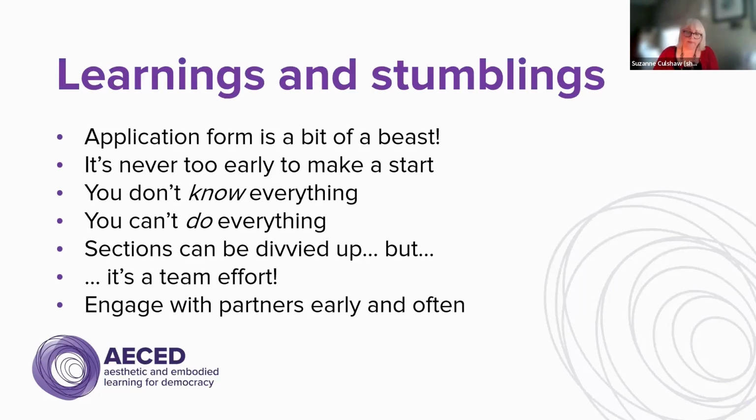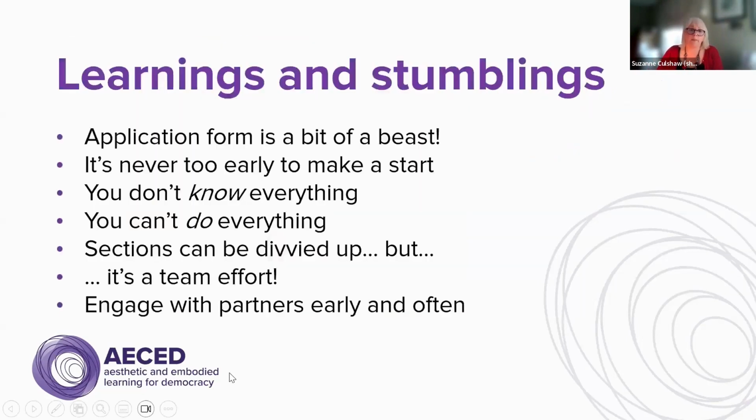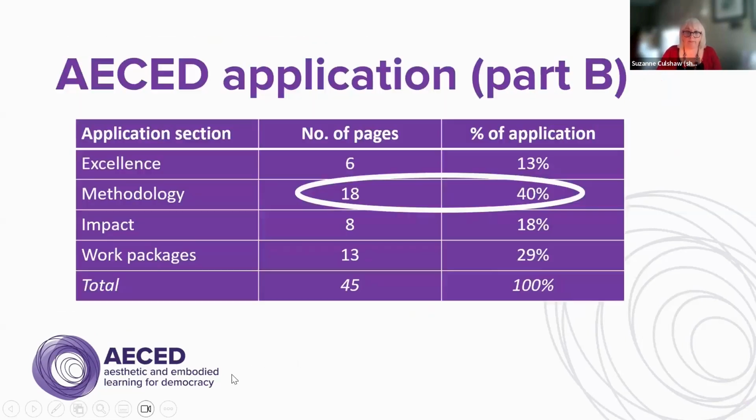I'm now going to spend a little bit of time talking through a sample section, which I led on. And I'll just give you an overview of the size of part B of the application. I hope that's useful for you to look at. Okay, so our total page number for part B was 45 pages. And of that, 18 pages were on methodology. So excellence, methodology, impact and work packages was the total for part B, but 40% of that part B was methodology, which I led on.